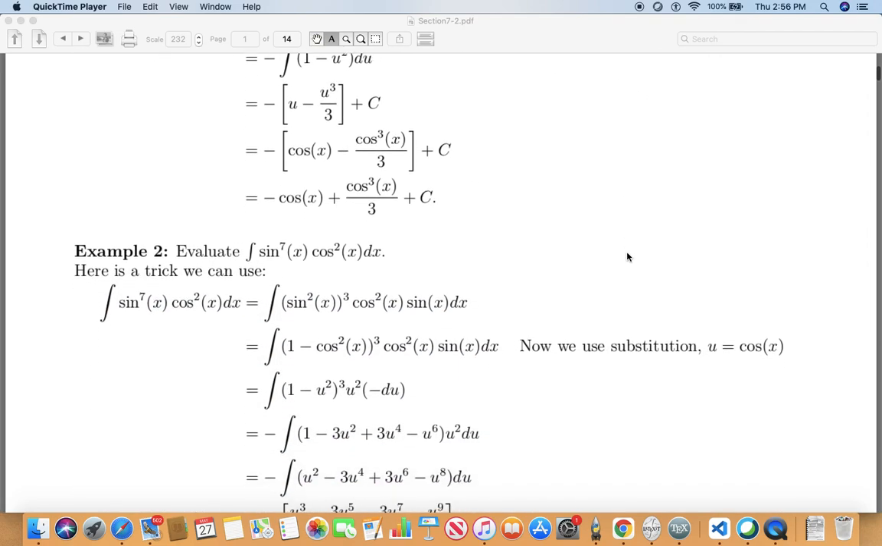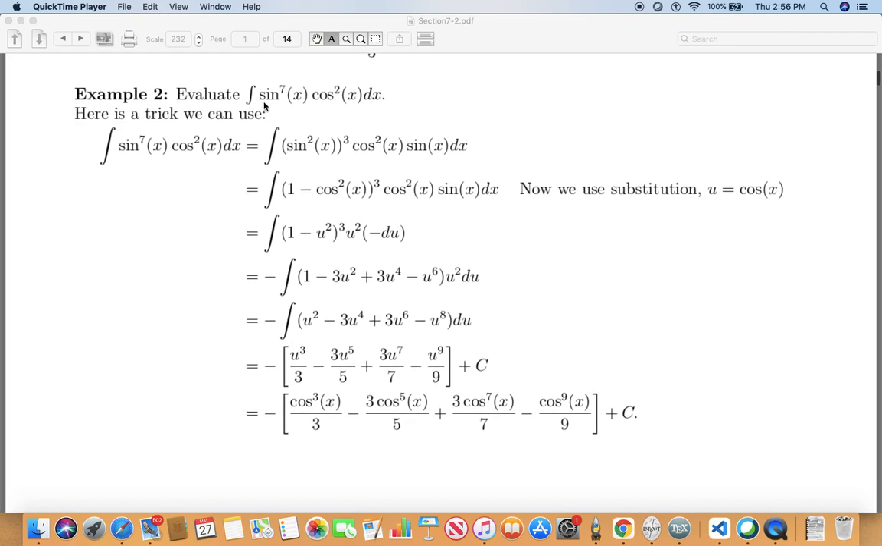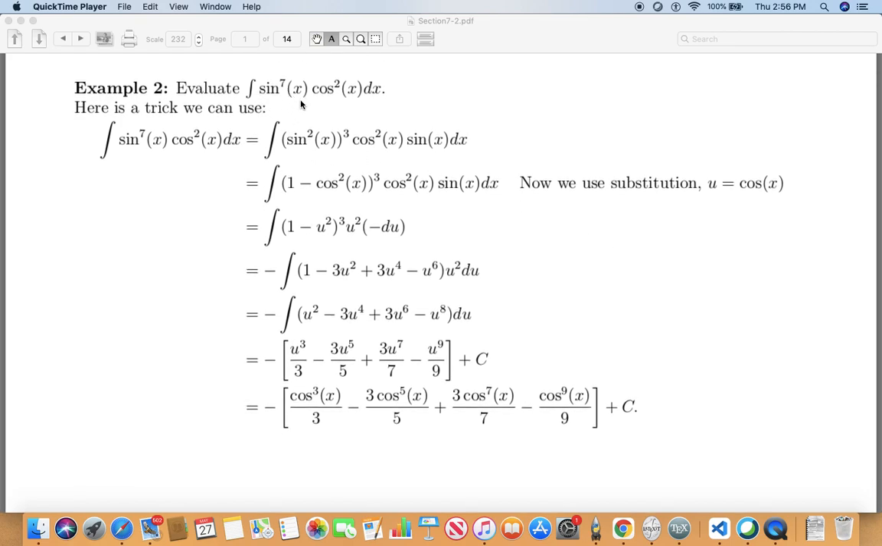Let's play the same game again. Evaluate the integral of sine power 7x cosine squared x dx. So that is an odd power of sine. Sine to the power 7, I'm splitting it as sine squared to the power 3 and sine. You see what I did? Because of power 7, I removed one of it away and I'm left with 6 powers of sine. 6 powers of sine is nothing but the third power of sine squared.